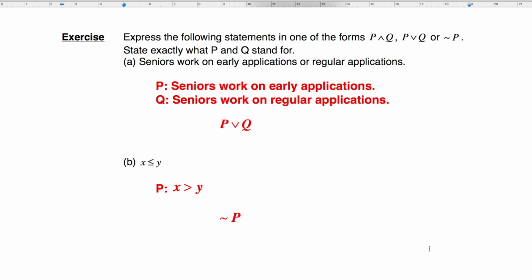Second example: x is less than or equal to y. How could we do that? Well, we just make up a statement that is x is greater than y, and then x is less than or equal to y corresponds to not P. So that's it for section 2.2. We saw 3 ways of making more complex statements from simple statements using and, or, and not. Thank you.